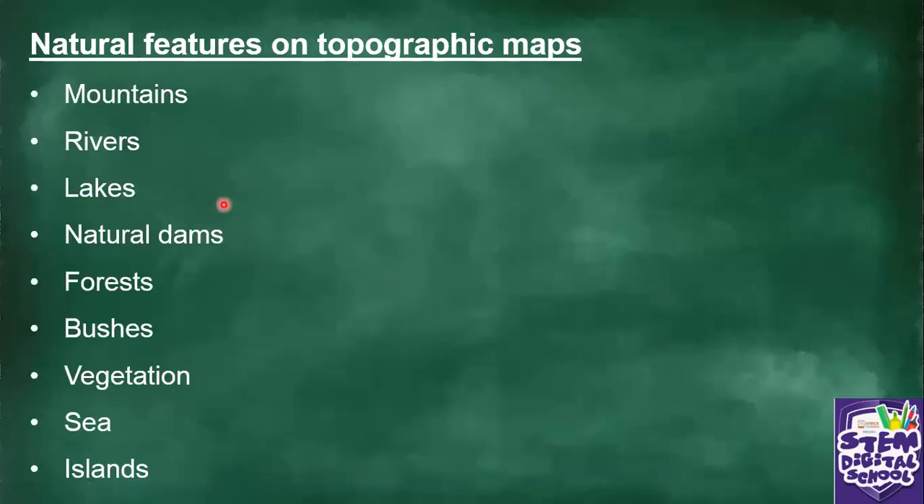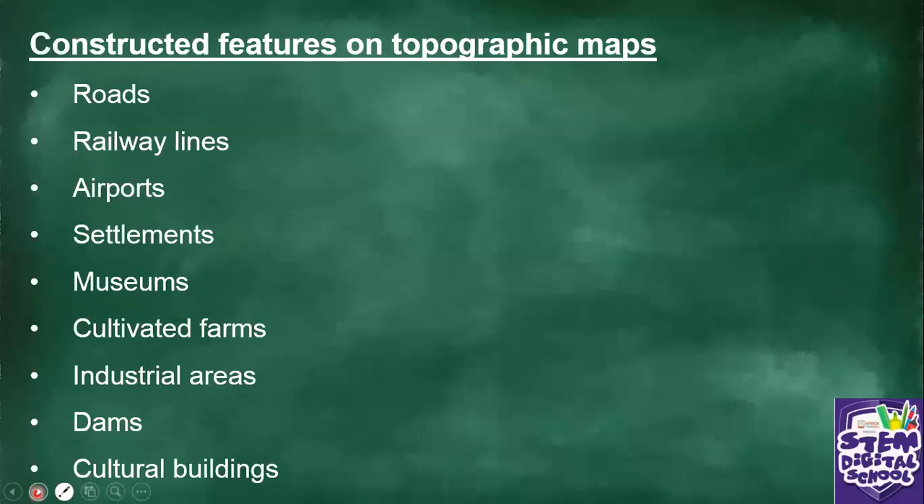So what type of natural features are shown on topographic maps? These are the following, the natural features: mountains, rivers, lakes, natural dams, forests, bushes, vegetation, sea, islands. So all of these natural features, they are shown on what? On topographic maps. Okay. What about constructed features or man-made? These are the features that are constructed by people, by humans, like roads, railway lines, airports, settlements, museums, cultivated farms, industrial areas, dams, cultural buildings. All of these are constructed features. So they are shown on topographic maps. Okay, grade 9.